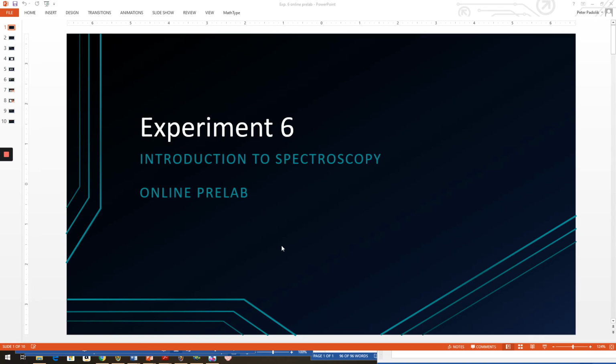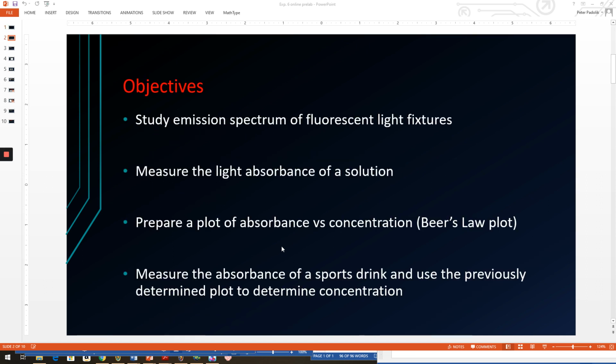Experiment 6 will deal with a technique that is used extensively in the chemistry laboratory, that is spectroscopy. The concepts that we'll tie in with the lecture are the properties of light and also atomic emission. The objectives of this experiment are to look at the two main types of spectroscopy, namely emission and absorbance spectroscopy.